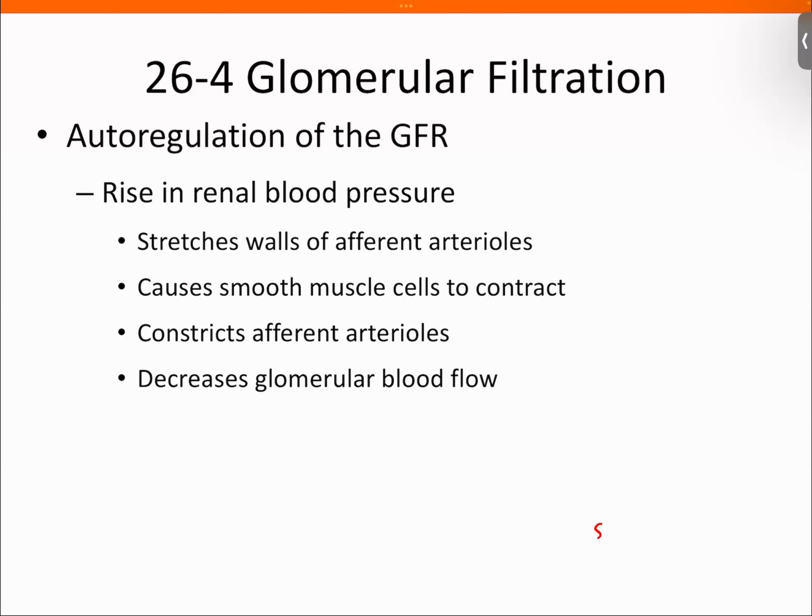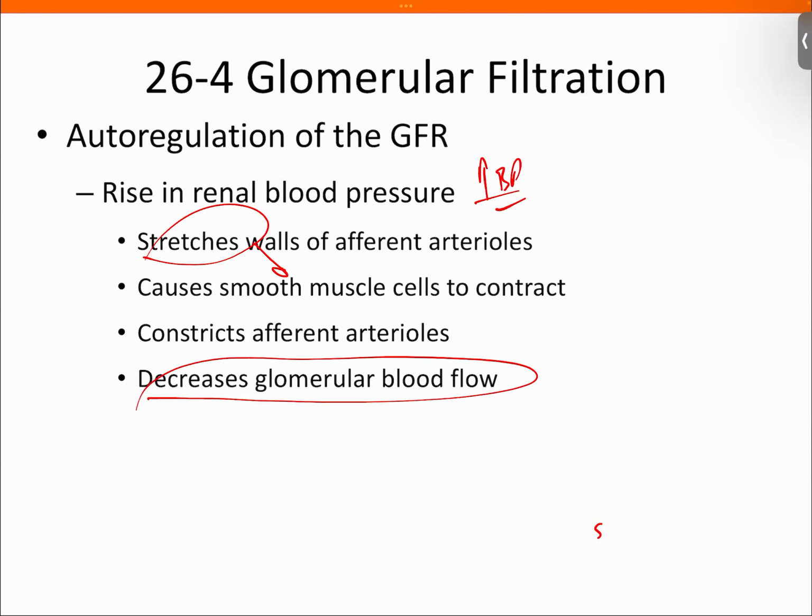Now, if you have an increase in blood pressure, then what's going to happen is the afferent arterioles are going to stretch. You're going to stretch these arterioles themselves. That's going to trigger the smooth muscles reflexively to contract to fight against that stretch. And when this constricts the afferent arterioles, it decreases the blood flow. So basically blood flow and pressure triggers a constriction reflex.